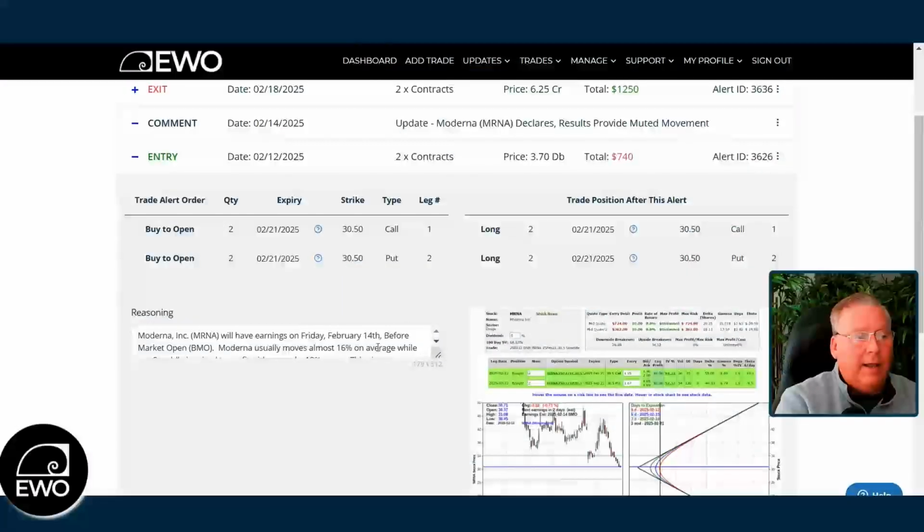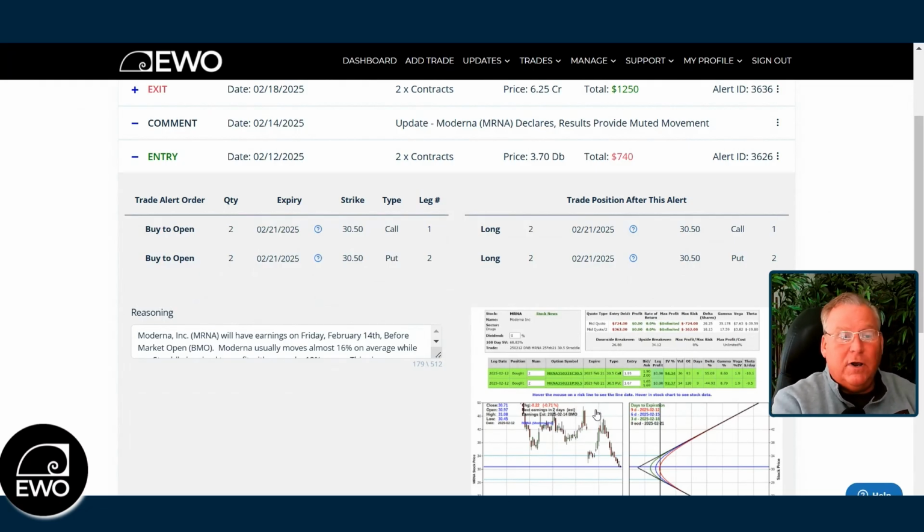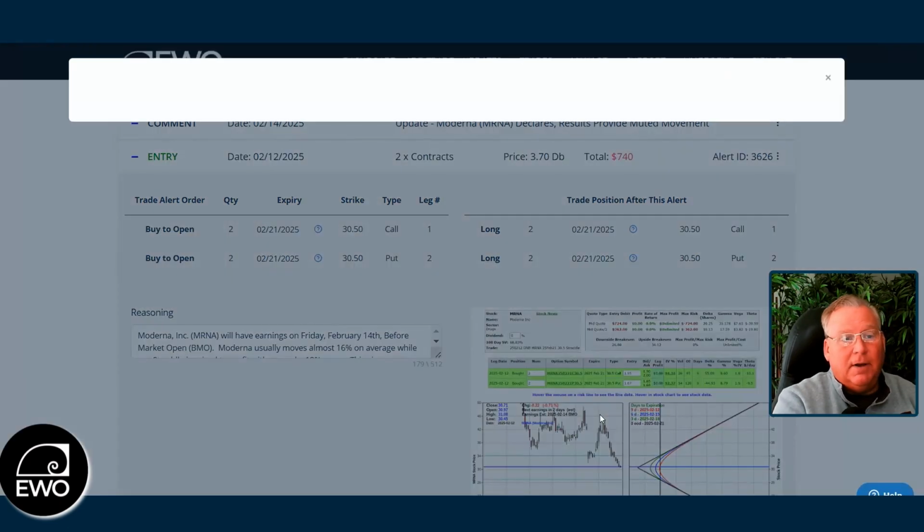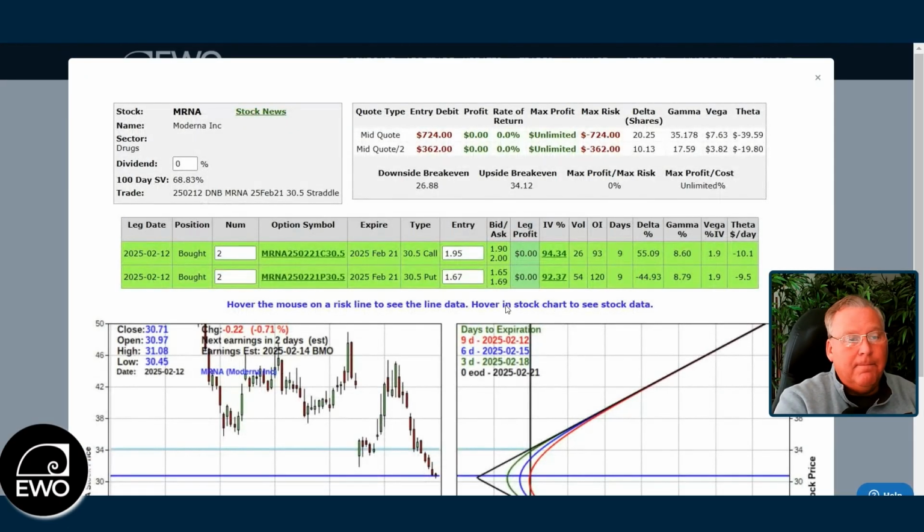This is trade ID 1424. This is in our Delta Neutral Breakout portfolio. The stock was Moderna, and we sent out the publication on February 12th. And the commentary came out citing the stock usually moves around 16% on average. And we were getting favorable pricing on the strikes. So let me pull up a copy of the image here.